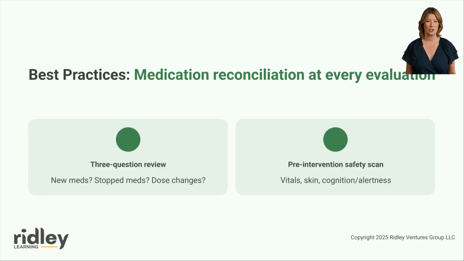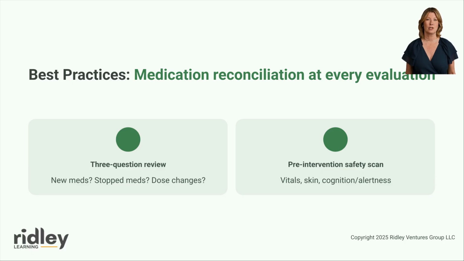Before any intervention, perform this rapid mental scan. For a vitals check, ask, is the patient on cardiac, antihypertensive, or diuretic medications? If yes, a pre-mobility vital sign check, including orthostatics if new, is warranted. For a skin check, ask, am I going to put my hands or a modality on this patient? If yes, a visual inspection of the skin is mandatory. Look for patches, new bruises, or rashes.